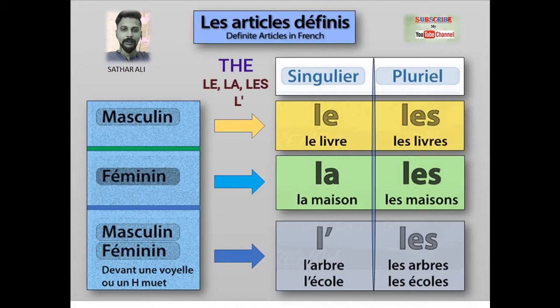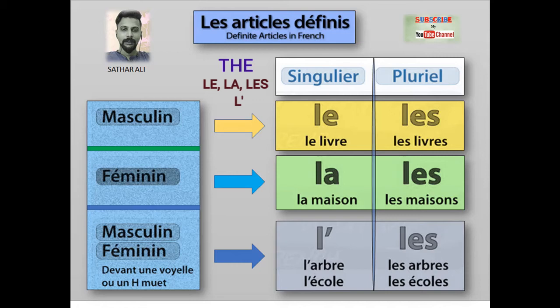Now livre. Livre is book, the book. Livre is masculine, so we use le livre. It is le livre. And the plural form of that is les livres, the books. And let's come to this feminine part. La maison. Maison is feminine, house. So the house. And the plural form is the houses. Les maisons. I think that is clear to you.